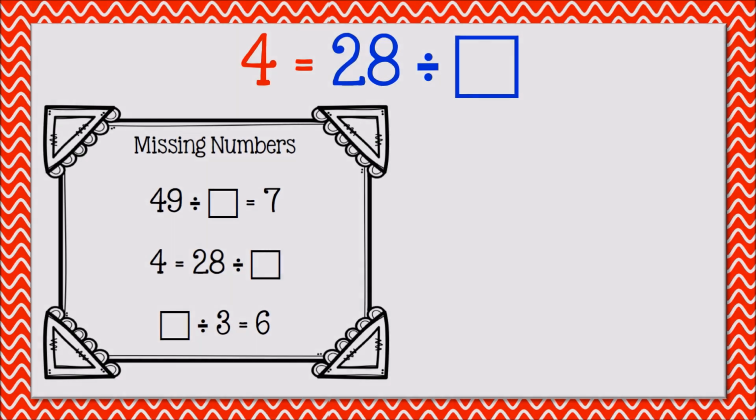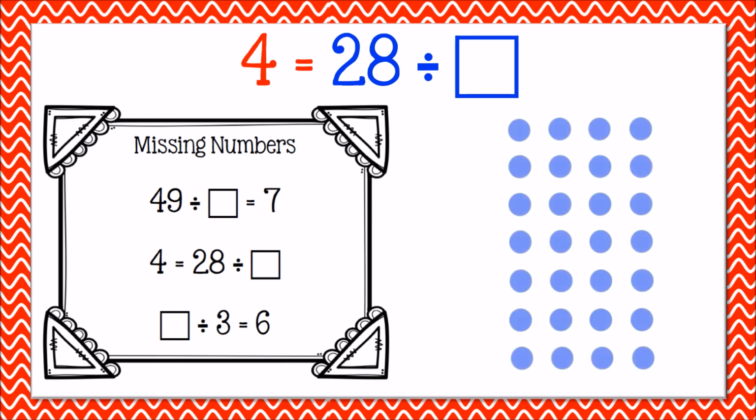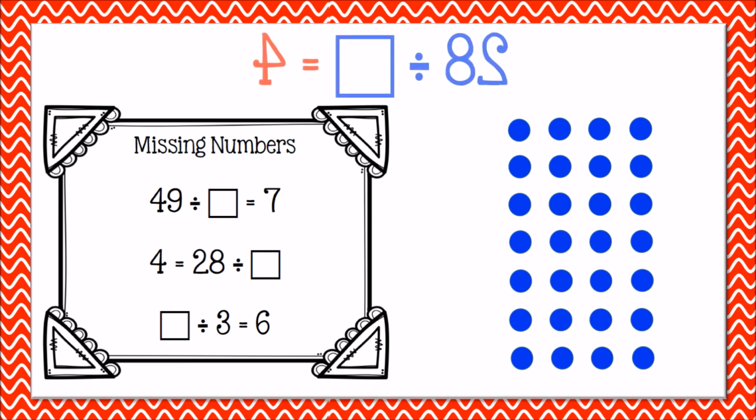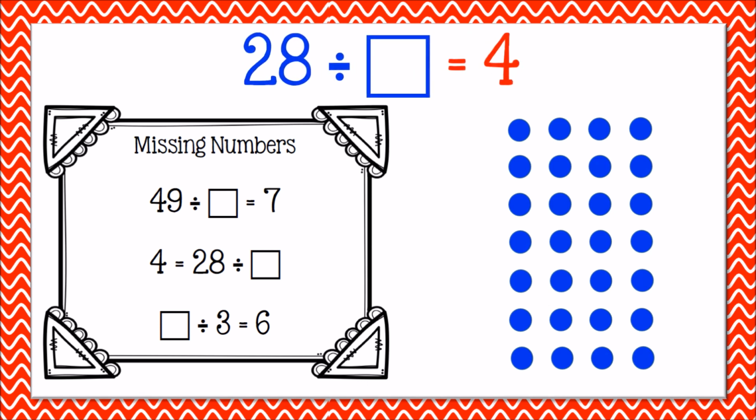Now, if this one's a stumper for you, it's probably because that equal sign isn't where you're expecting it to be. Well, you can actually flip this problem around to make it easier to look at without changing anything. So instead of saying 4 is equal to 28 divided by something, you can say 28 divided by something is equal to 4. All right, now that we've flipped this problem around, hopefully it's a little bit easier for you.